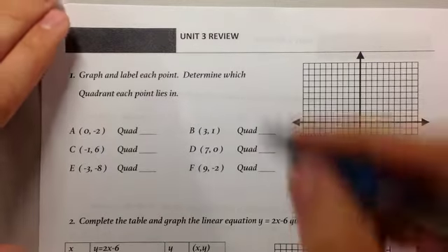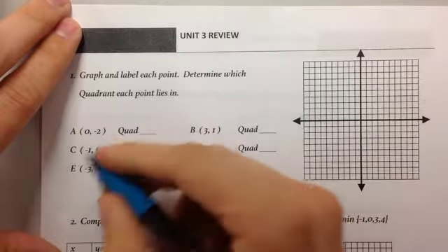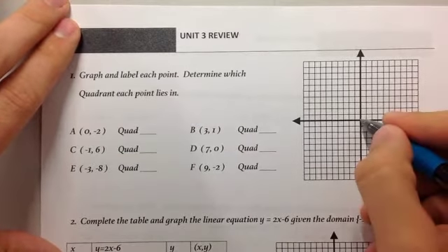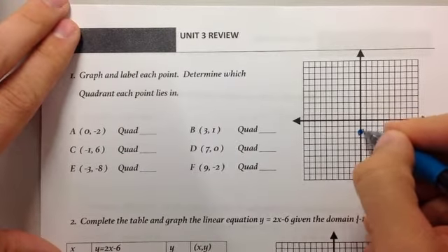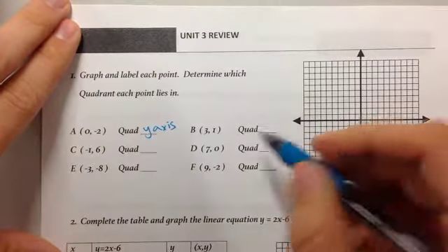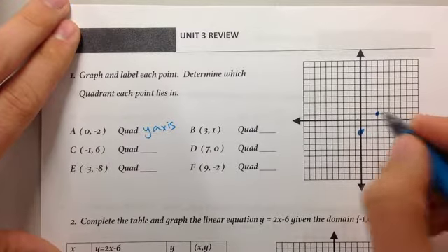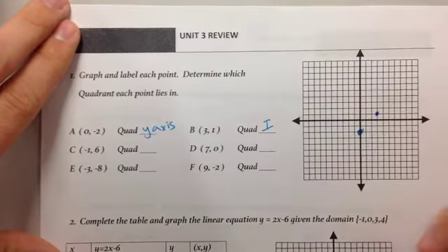Alright, students, we're going to take this Unit 3 review, get it done. So, graphing points, we've got (0, -2), 0 for x, -2 for y. We're going to call that the y-axis. For B, I've got (3, 1), 3 for the x, 1 for the y. That's going to be in quadrant 1.